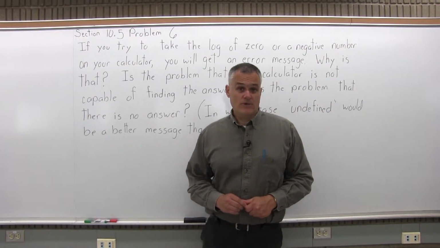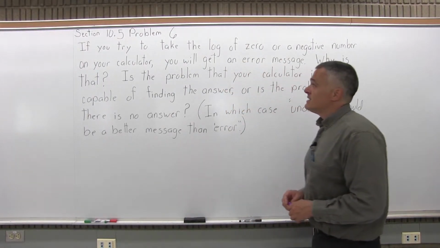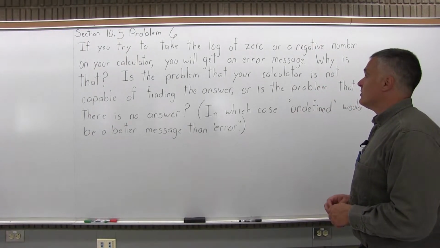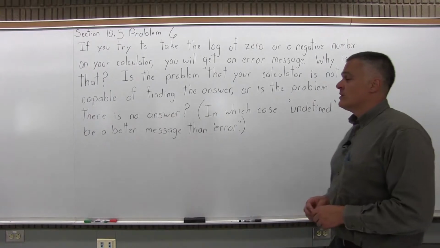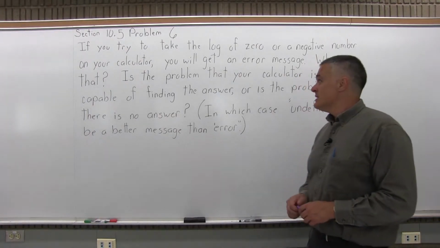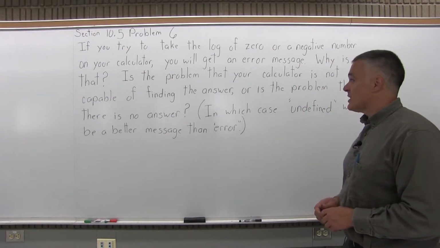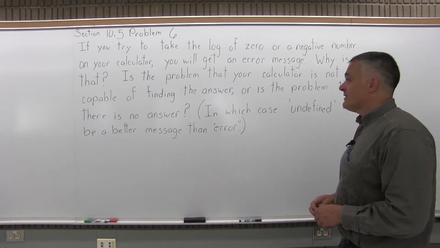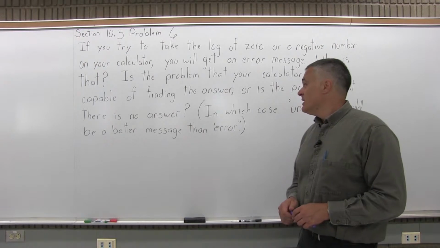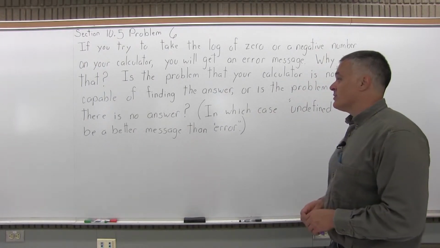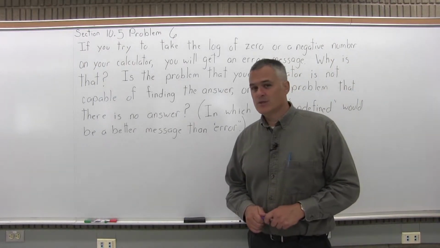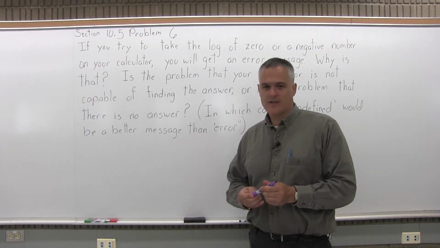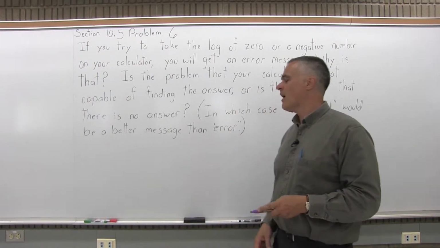This is Section 10.5, Problem 6, and it says if you try to take the log of 0 or a negative number on your calculator, you will get an error message. Why is that? Is the problem that your calculator is not capable of finding the answer? Or is the problem that there is no answer, in which case undefined would be a better message than error? So which one is it? Is there no answer, or is there an answer that your calculator just can't find, like if the number gets too big, it can't find it, it'll say error.